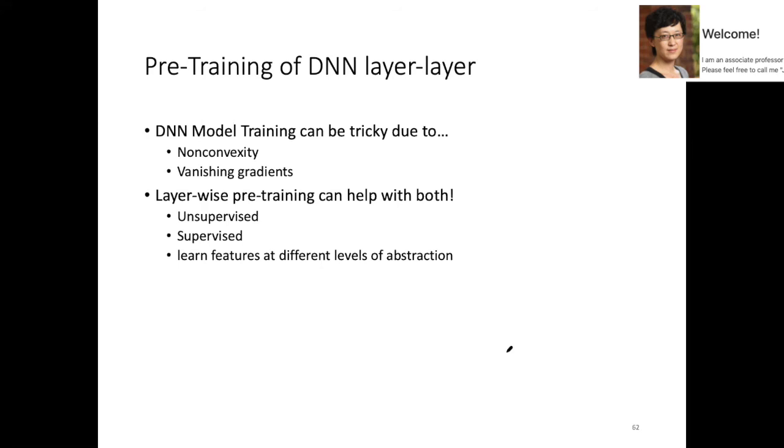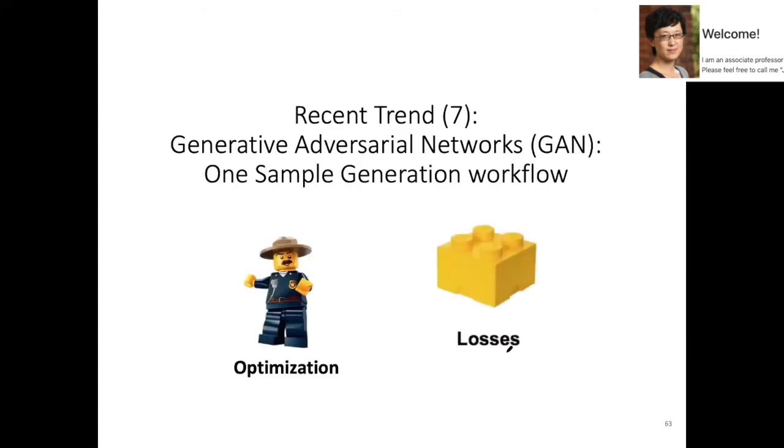And essentially, it's because deep model training is very tricky because of the non-convexity and also because of the vanishing gradient problems. All right, so that's the first workflow, and that's our trend 6. And now let's talk about trend 7. And this is a very innovative and milestone workflow for the sample generation task, which is the GAN.